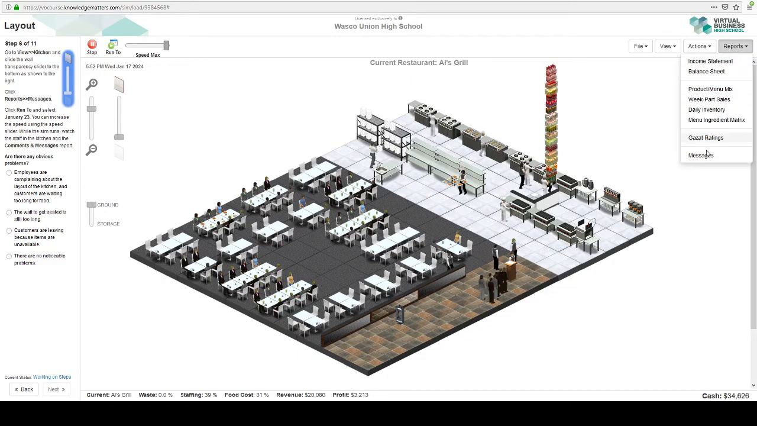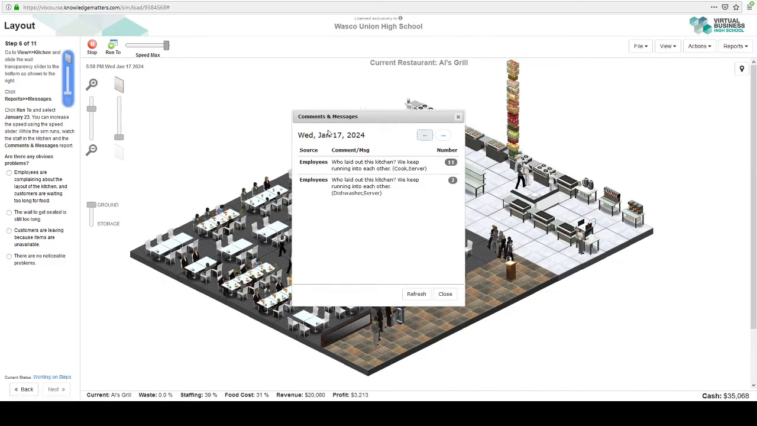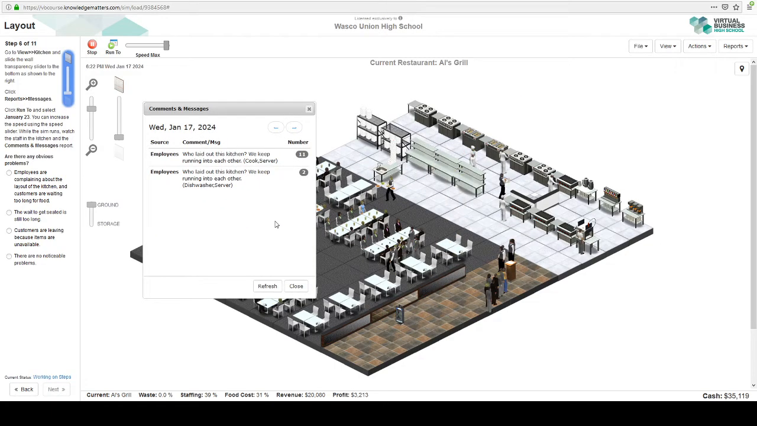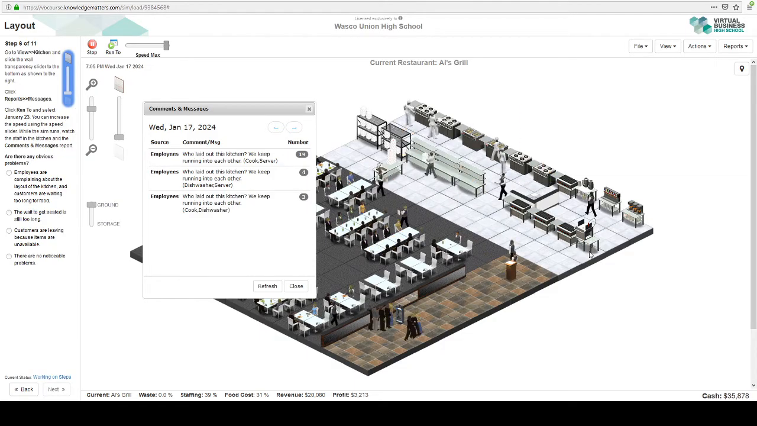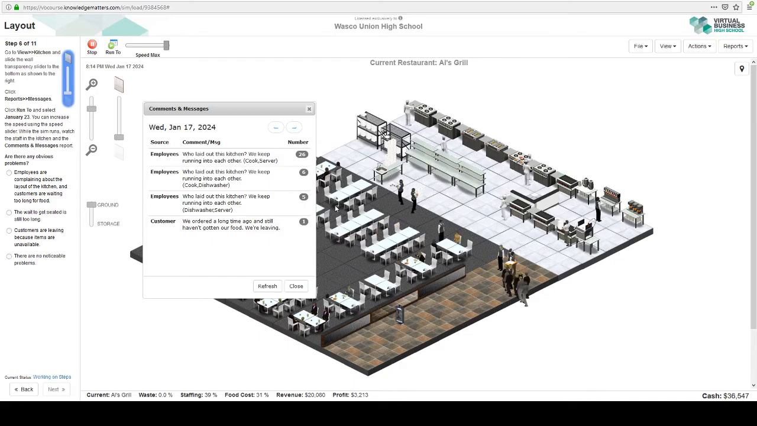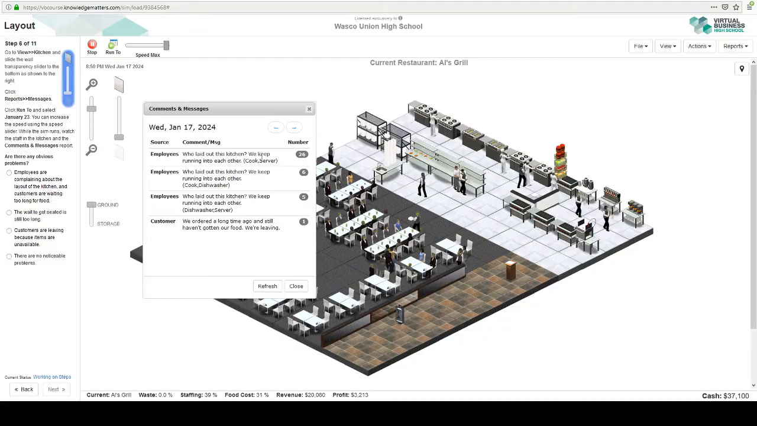Okay, so we're going to comments and messages. Who laid out this kitchen? We keep running into each other. So if you look here, okay, this is weird. We got a dishwasher over here, and then the clean dishes are over there, and the dirty dishes are over here, and the cooking stuff is here, and then the beverage stuff is there. So it's just a big mess. Okay, the biggest complaint is that the cooks and the servers are running into each other.